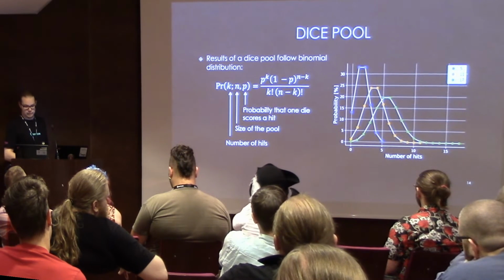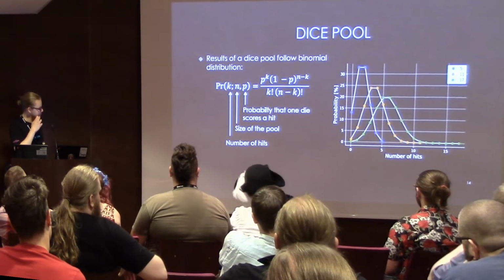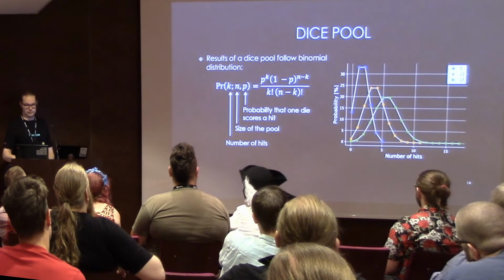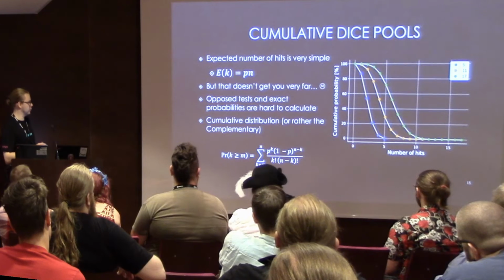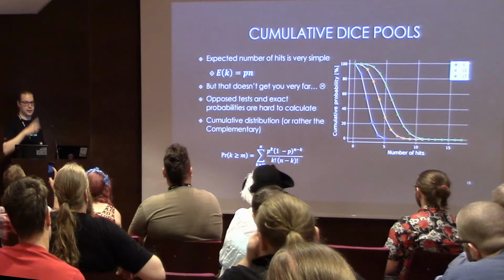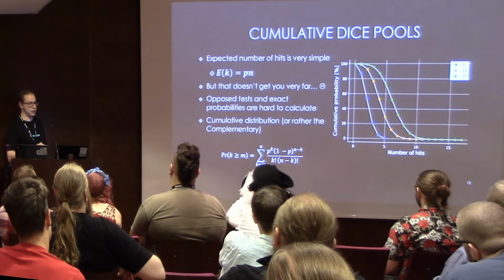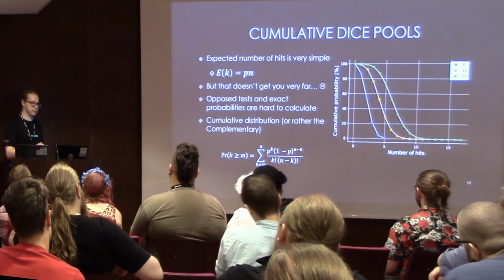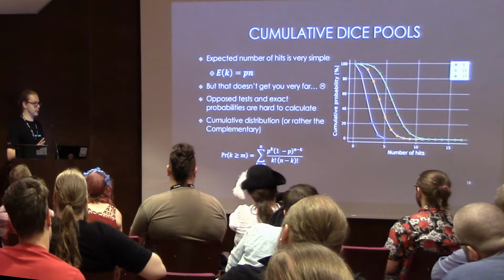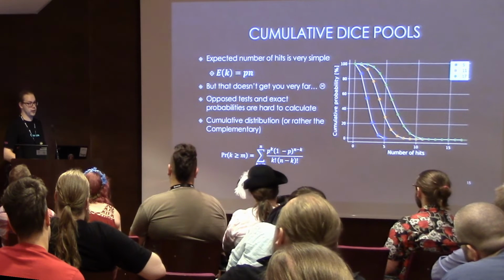Now, you're probably not going to gain much from just these graphs. So let's take a look again at the cumulative distribution. First, I want to note that there is one very simple result for dice pools, and this is the so-called expected number of hits. You simply take the size of your dice pool and multiply it by the probability of getting a single hit. So again, in the case of Shadowrun, you multiply it by 1/3. For example, if you roll 12 dice, you would expect to see 4 hits.